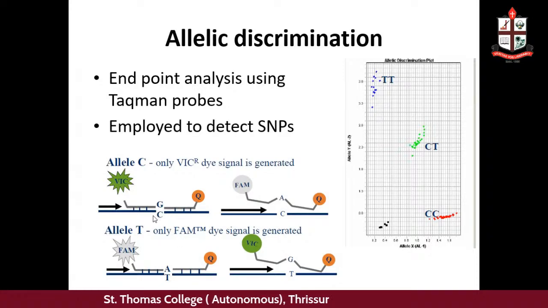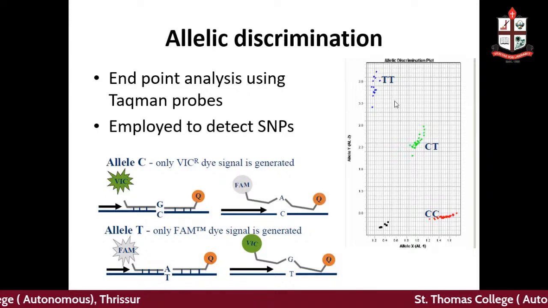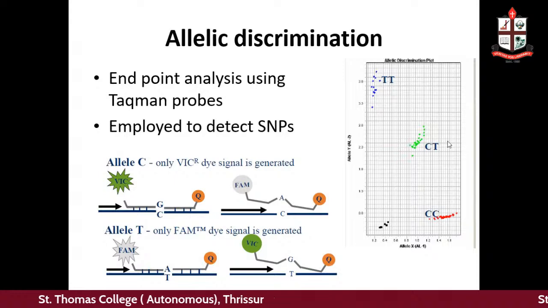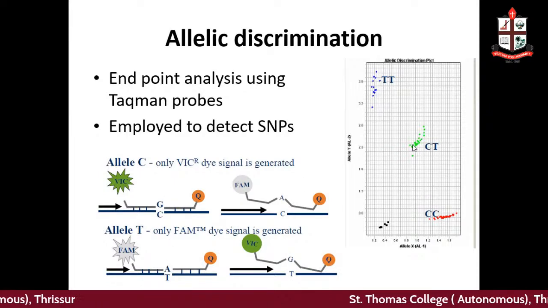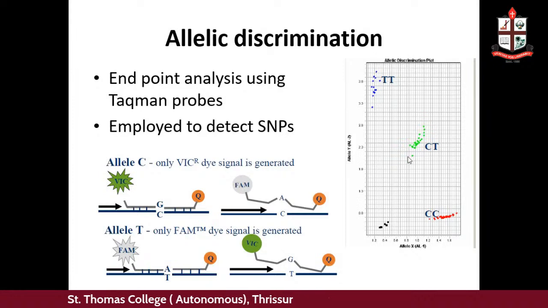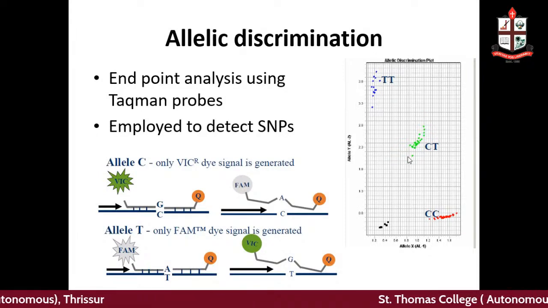And when we do a real-time PCR, we can differentiate which individuals of the population have a TT genotype and which have a CC genotype and which are heterozygous, which have both these genotypes. So that can be differentiated. So this is how an allelic discrimination assay looks like. So this is another application of real-time PCR, and this can be done only using TaqMan probes.